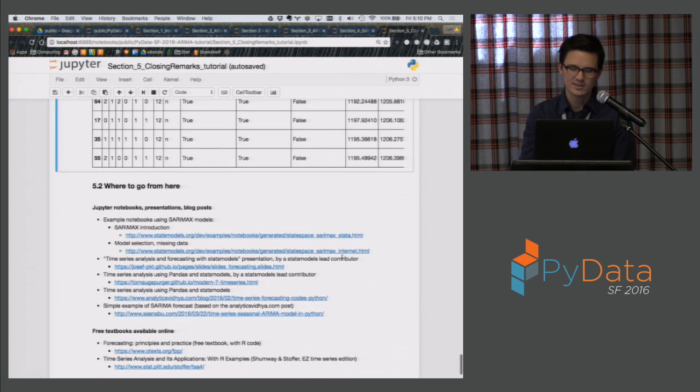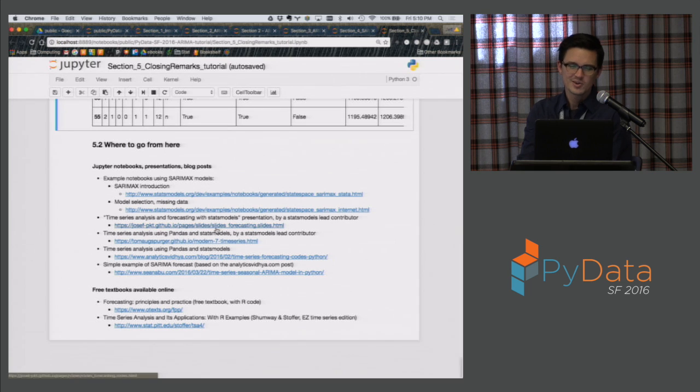Choose your own adventure. There are a lot of resources here that I've listed, many of which we used in the construction of these 5 notebooks, for using some of their functions and modifying them, or for inspiration about data sets. So hopefully you'll find these to be good resources in your own time series analyses.